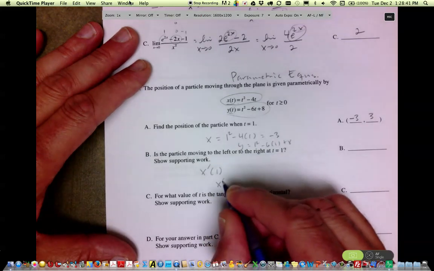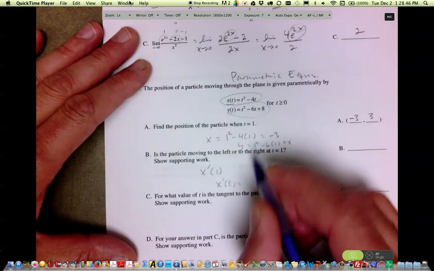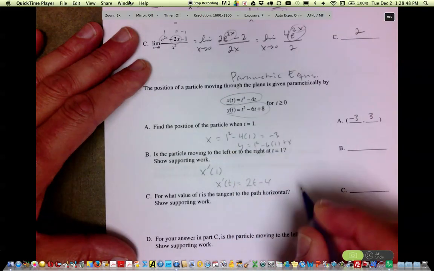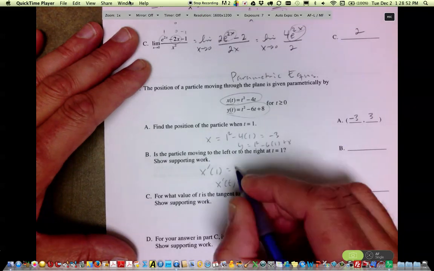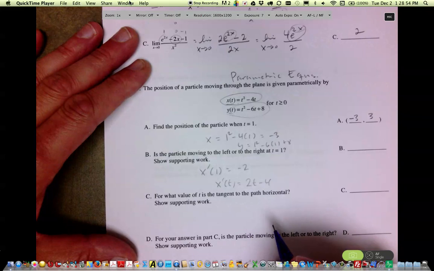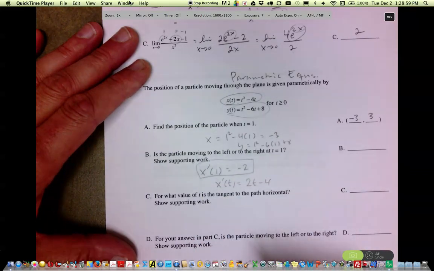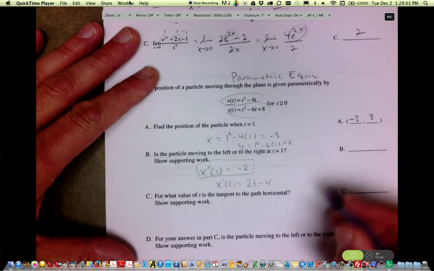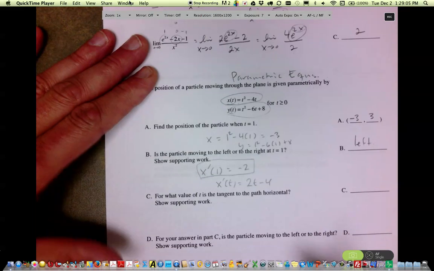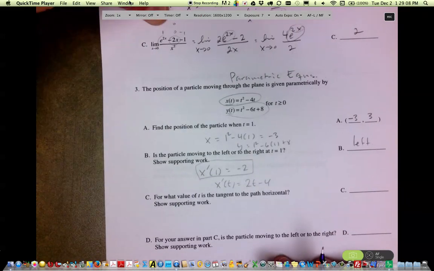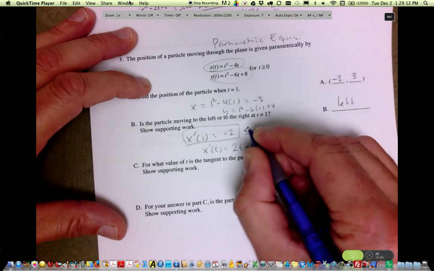The derivative of this function with respect to t is going to be 2t minus 4. So x prime of 1 is 2 times 1 minus 4, which is negative 2. This tells me that x is changing at a rate of negative 2, which means it's moving to the left. The reason is because this is strictly negative.